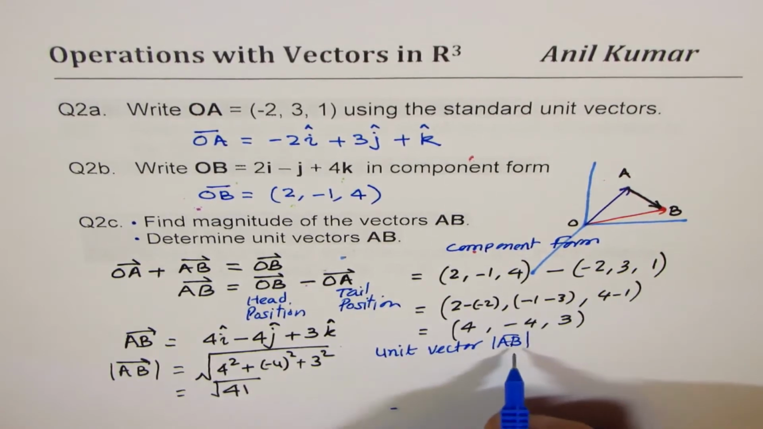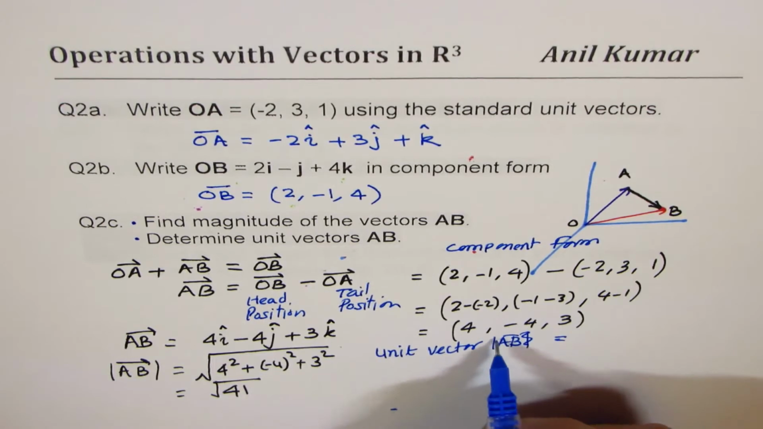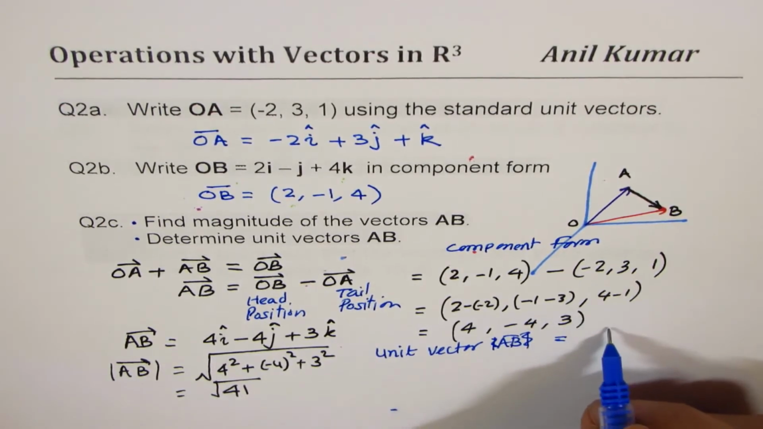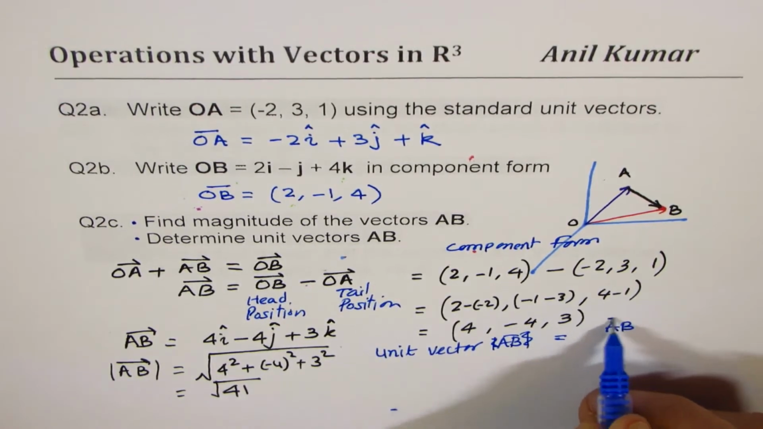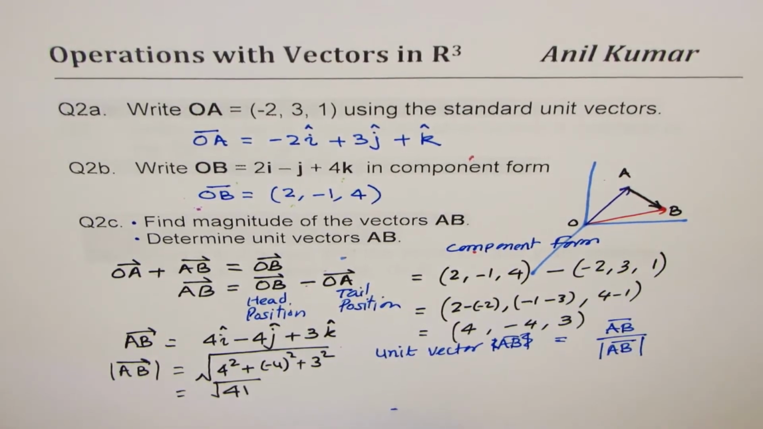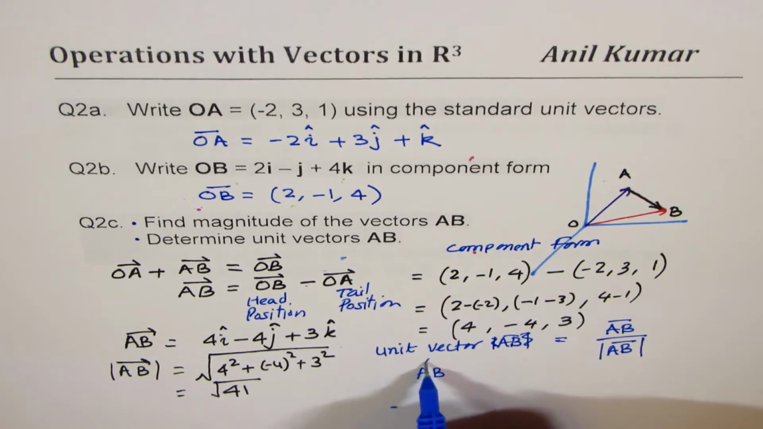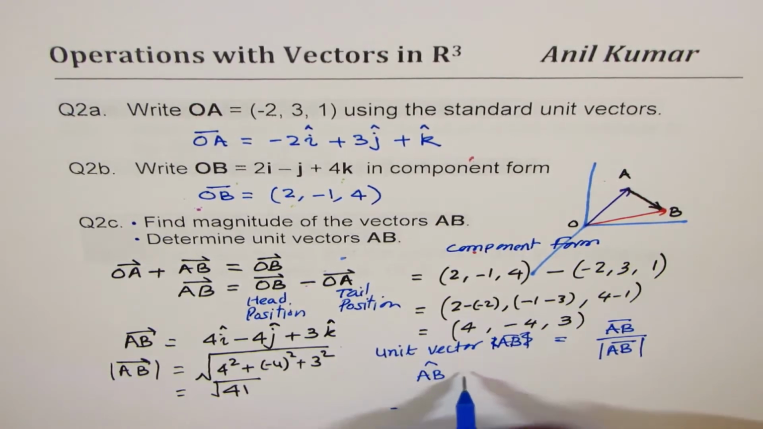So when I say unit vector AB, it basically means the vector AB divided by its magnitude. That is the unit vector. You get the idea, right? And we represent the unit vector with this symbol. So that becomes the unit vector AB.